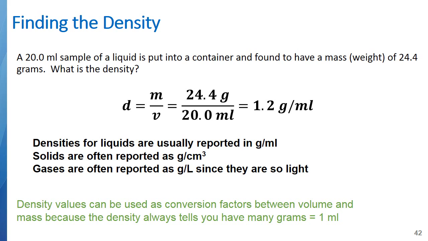One thing that's really nice is that density can be used as a conversion factor because now we know how many grams are equal to 1 milliliter. So in this case a density of 1.2 grams per milliliter means that for every 1 milliliter of this liquid it will weigh 1.2 grams. So that's a conversion factor between grams and milliliters. And you can always use the unit that you want to find on the top and the unit that you're trying to get rid of on the bottom. If you're trying to convert from grams to milliliters, you would have grams on the bottom, milliliters on top. If you were trying to convert from milliliters to grams, then you would have grams on the top, milliliters on the bottom.